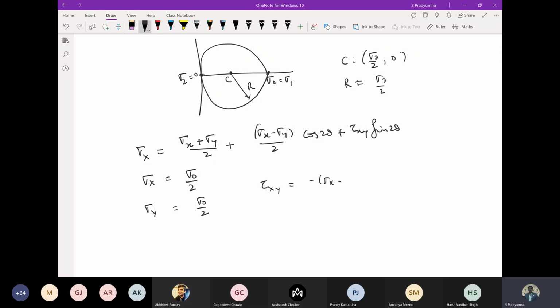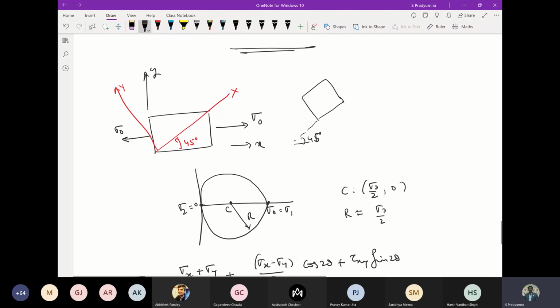minus of sigma X minus sigma Y by 2 sine 2 theta plus cos 2 theta into tau xy. That is equal to 0 because the angle is 45 degree. So I get here this is equal to minus of sigma naught by 2. Okay, so that's what our problem is now.